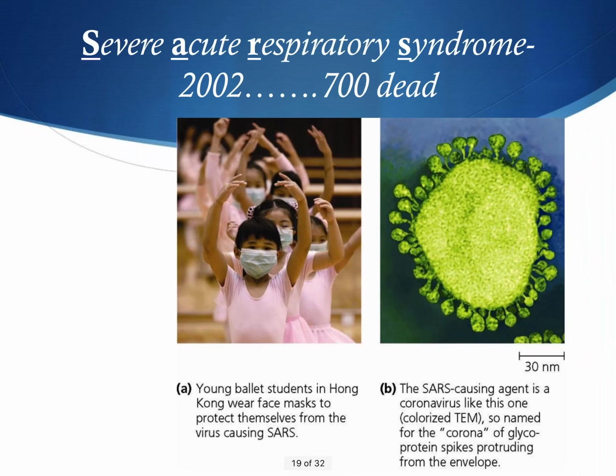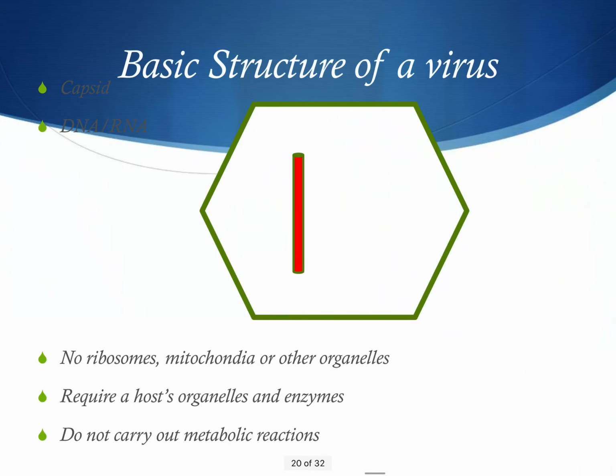SARS is another example of a virus that's been around in recent years. And there you can see the basic structure of the virus. So it's a capsid coat, like a protein coat, and then you've got your DNA or your RNA. No organelles, no ribosomes, no mitochondria, no cytoplasm. So viruses have to have a host in order to be able to undergo metabolic reactions. They don't carry out any metabolic reactions themselves because they don't have any organelles.